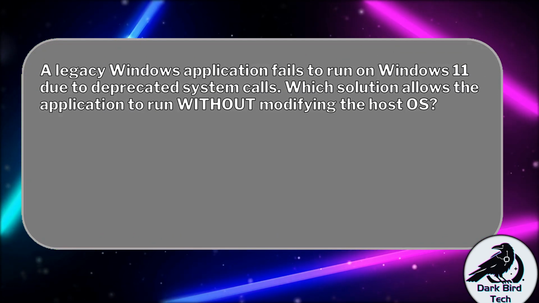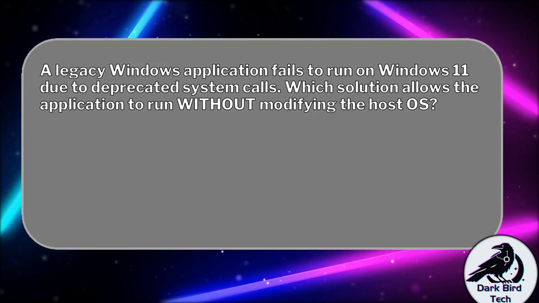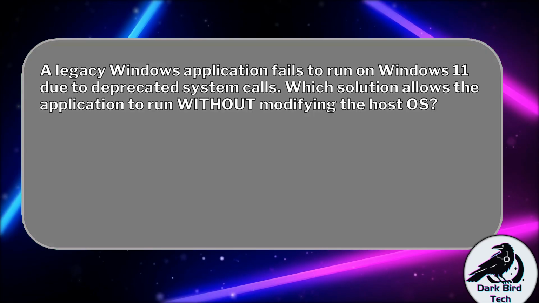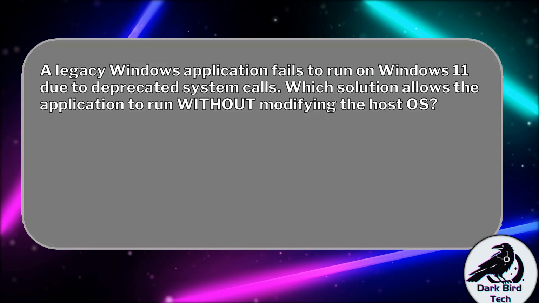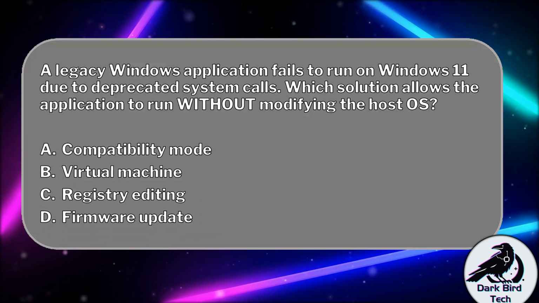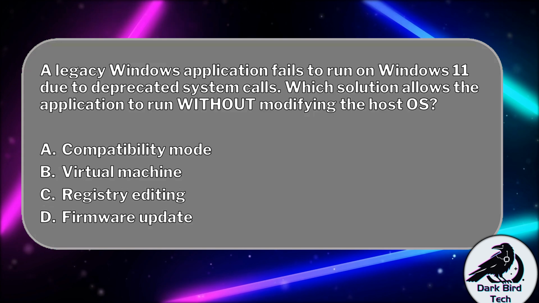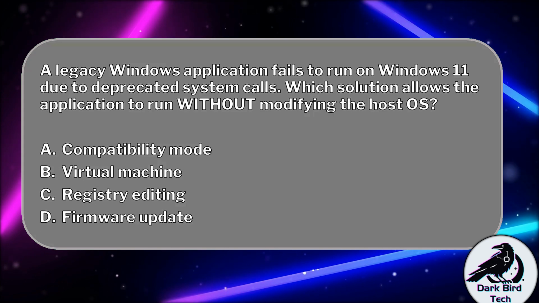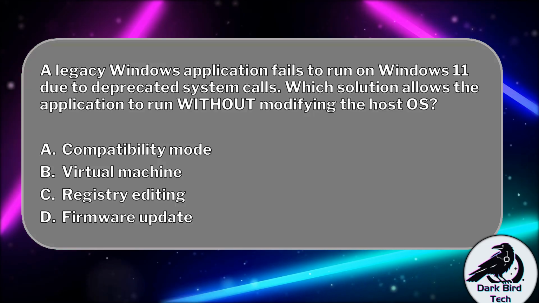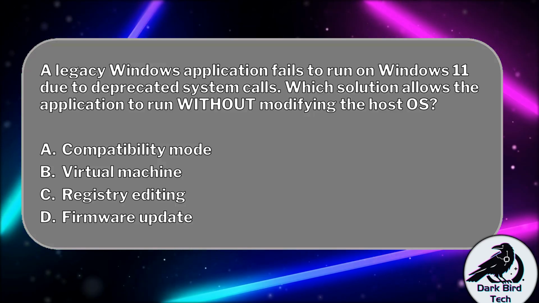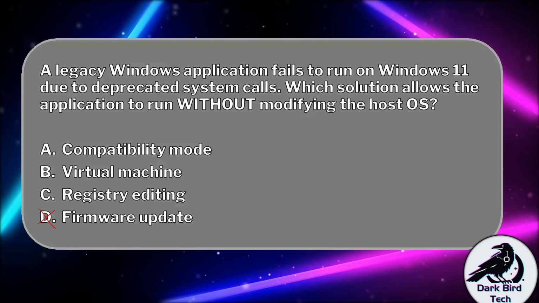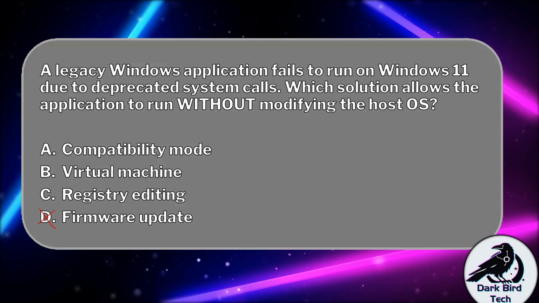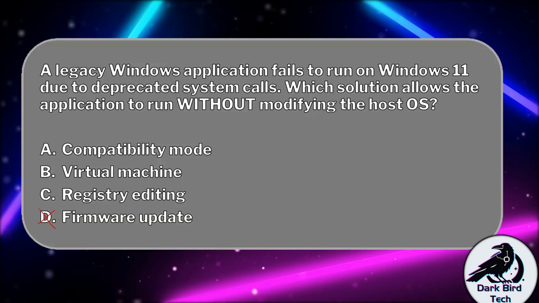Next up, a legacy Windows application fails to run on Windows 11 due to deprecated system calls. Which solution allows the application to run without modifying the host OS? Let's see. We've got compatibility mode, we've got virtual machine, we've got registry editing, and a firmware update. So I'll give you a chance to think about the answer. But straight away I'm going to eliminate a firmware update. Updating firmware is unlikely to make any difference for a legacy application that's having a problem with deprecated system calls. So completely out of the equation.